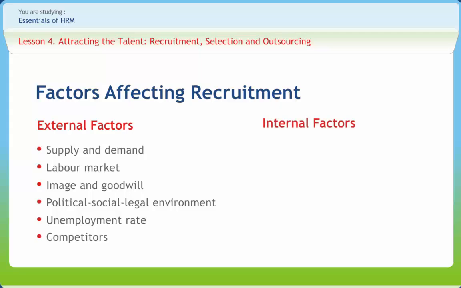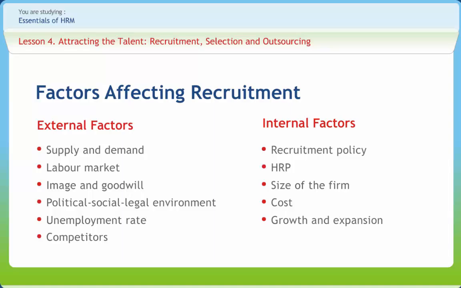The recruitment policies followed by the competitors also affect the recruitment functions of the organizations. Internal factors include the organization's own recruitment policy that lays down guidelines for recruitment, and the effectiveness of the human resource planning process in the organization. The size of the firm also plays an important role in the recruitment process. If the organization is large, it will definitely need more employees. Cost of recruitment also affects the recruitment process. Organizations try to employ those sources that are cost effective.